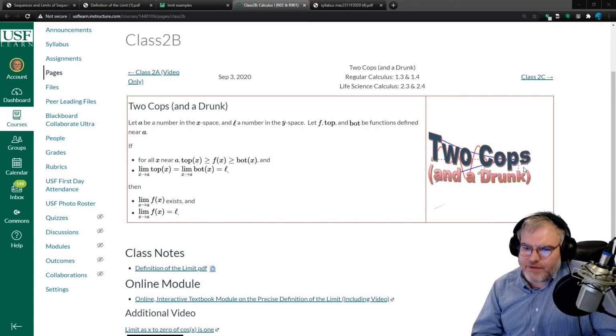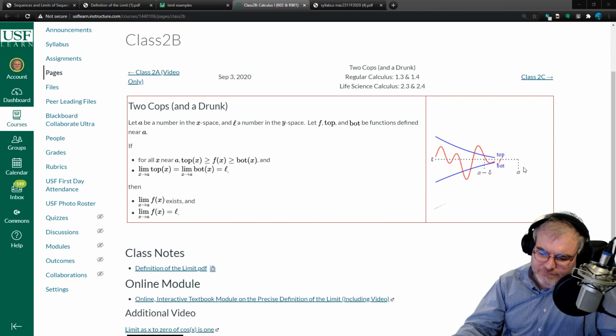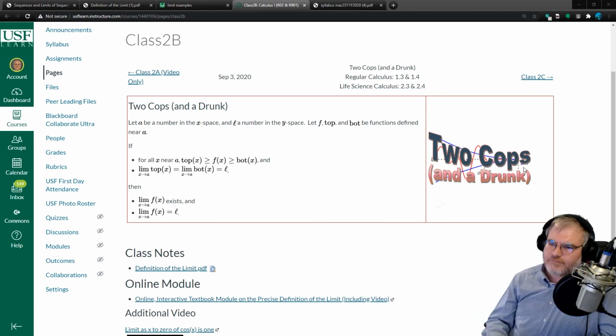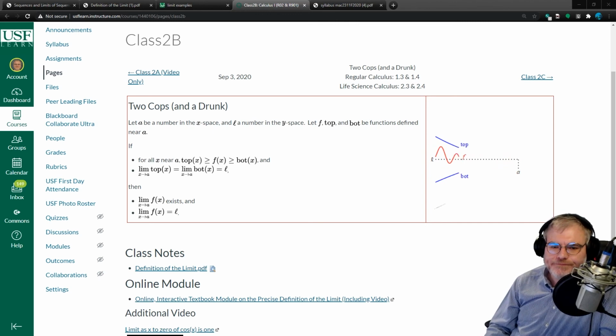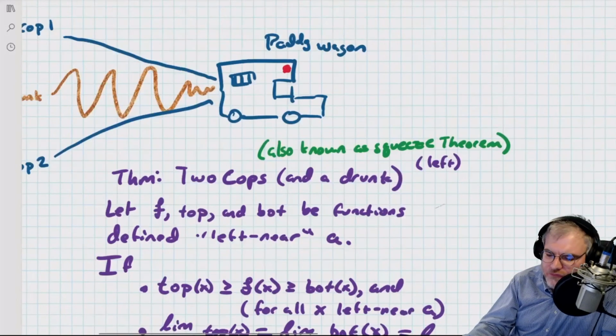And yes, the other name for it is the old, boring, dull squeeze theorem. Also known as the squeeze theorem. Boring, boring, boring squeeze theorem. I like 2 cops and a drunk better. It's more descriptive.